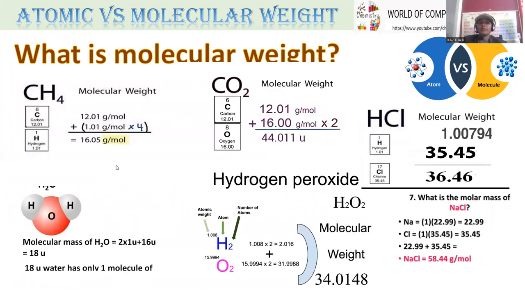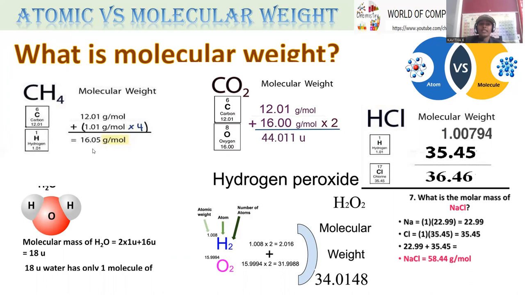Here are some examples of molecular weight calculation. Consider the carbon-containing compound methane. Methane is called marsh gas, where one carbon is combined with four hydrogen atoms. Carbon has atomic weight 12.01 and hydrogen atomic weight is 1.01. How many hydrogens? Four. That's why it is multiplied by four. Now, the molecular weight will be 1.01 into 4, added to 12.01. Hence, the entire molecular weight will be 16.05 gram per mole.